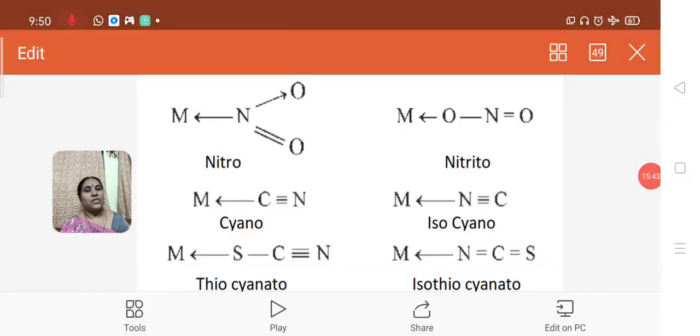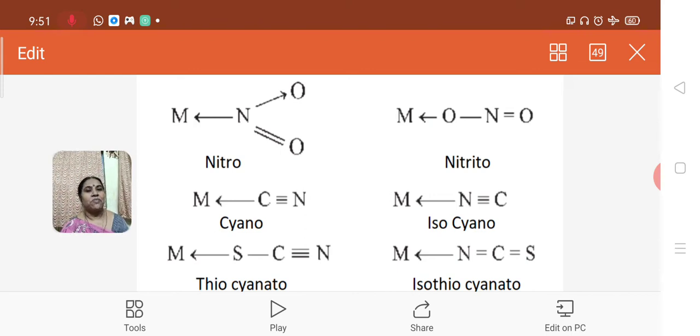NO2- ion can ligate through two different donor atoms. For example, if nitrogen is the donor atom that donates an electron pair towards the central metal atom, then it is called nitro. And the same ligand, if it is donating an electron pair towards the central metal ion through the oxygen atom, is named nitrito.